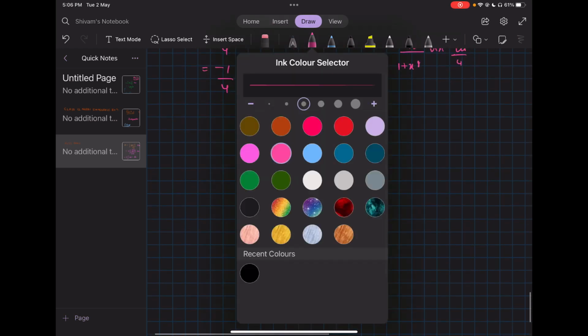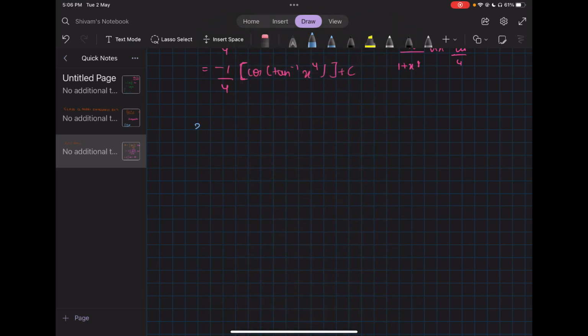Final two MCQs. Question number 38, it's an MCQ and it looks really complicated at first. But if you think about it, it's really not that complicated, as I'm going to show you right now.